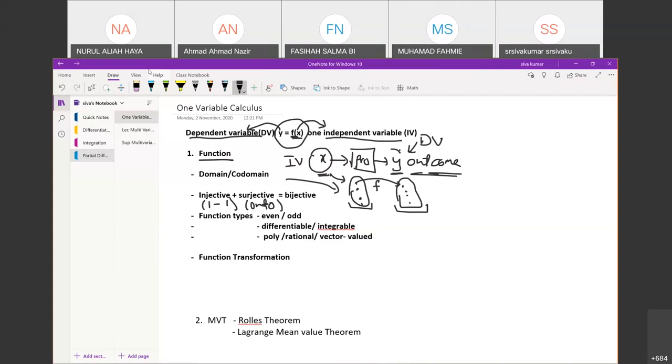And of course, by now, if I ask you what you learned in one variable calculus, these are the things you should be able to list down very quickly, and tell to yourself: these are the things I am able to perform when I learned one variable. You should be able to tell what type of function it is, even function or odd function, whether it's a differentiable function or integrable function, whether it's a polynomial function, a rational function or a vector valued function.